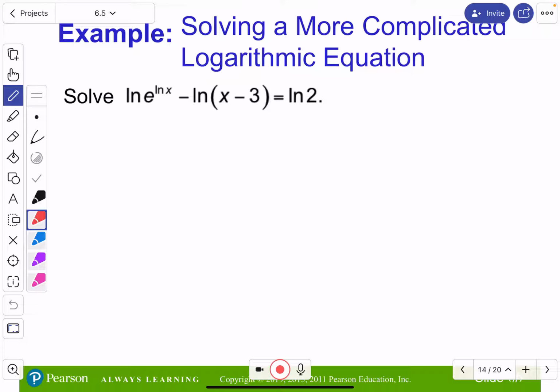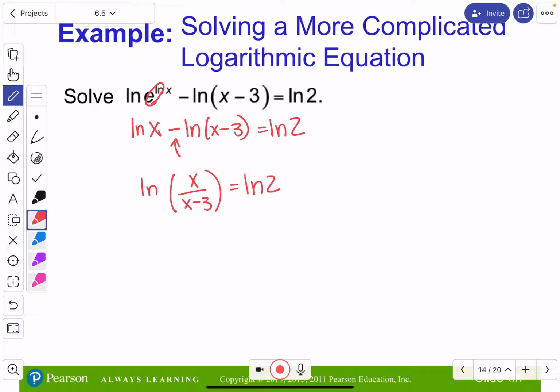So right here, we've got an e and an ln that cancel out. So this term turns into ln x. And then here we have ln x minus 3 equals ln 2. Subtraction makes a division problem. And because these both have the same log, we can make them equal to each other.